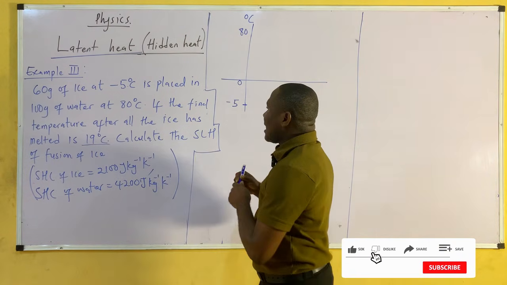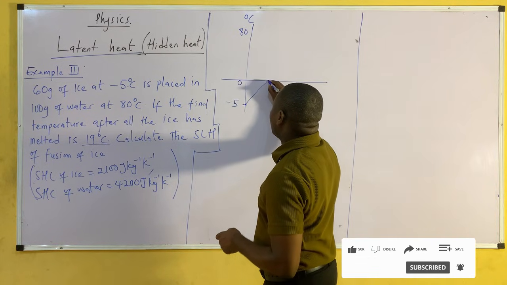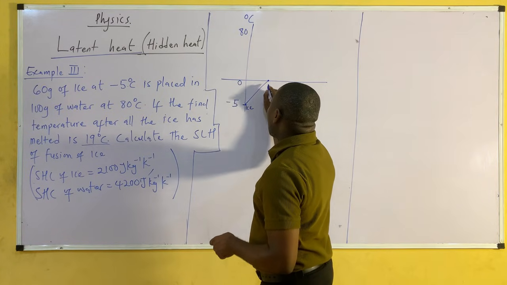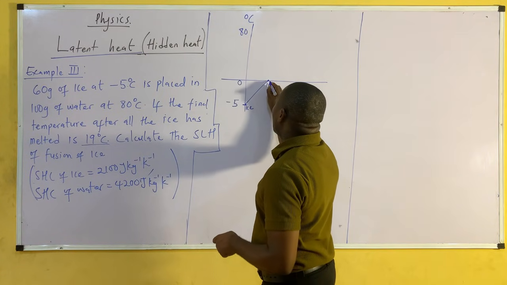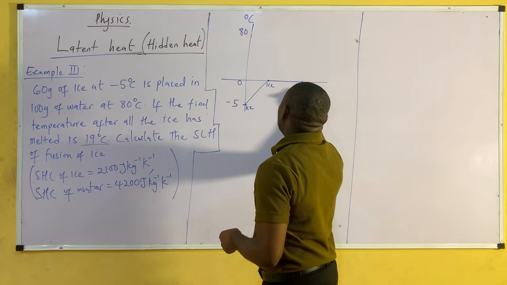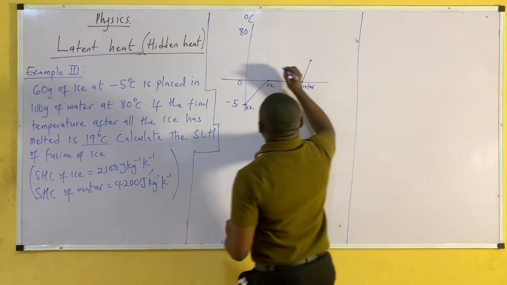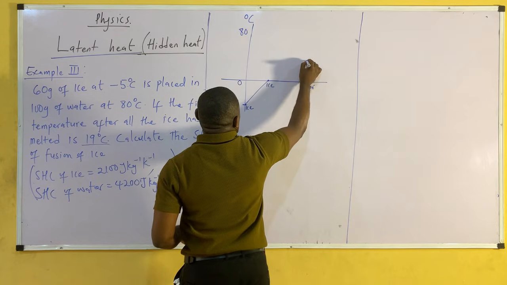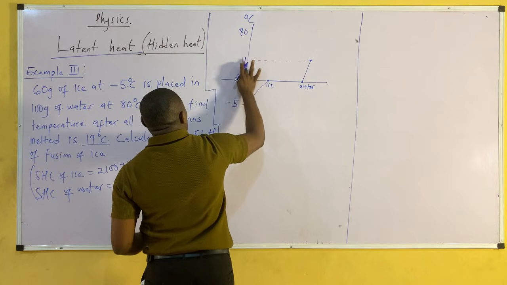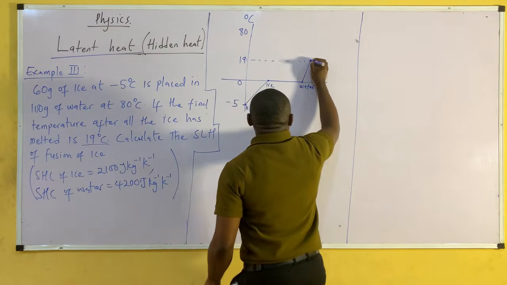So here we are having ice moving from minus 5, first it will go minus 5 to 0. Then from 0, now remember it's ice here. At this point it's still ice, but it will now melt. At this point it's now water. Remember this, then it will now go to 19. So let's take this point to be 19. This is 19. This is the temperature of the mixture. So this is where it stopped.